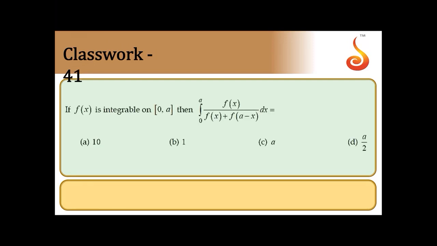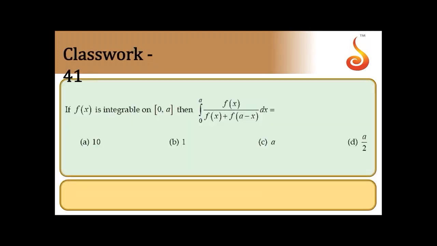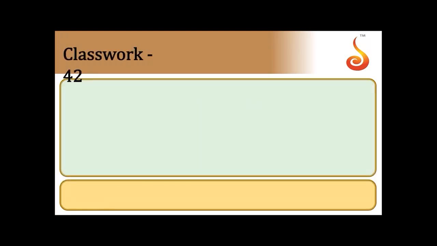Coming to the next one. Yes, of course, upper limit by 2 is the answer. You know this one, f of x by f of x plus f of a minus x. Upper limit minus lower limit by 2. So, the answer is equal to a by 2.